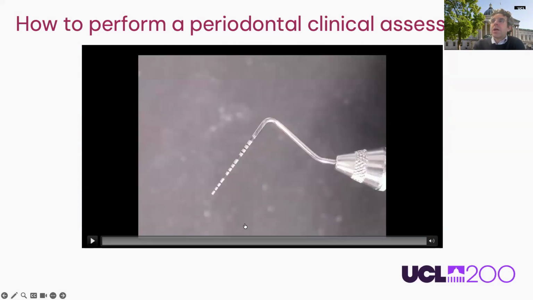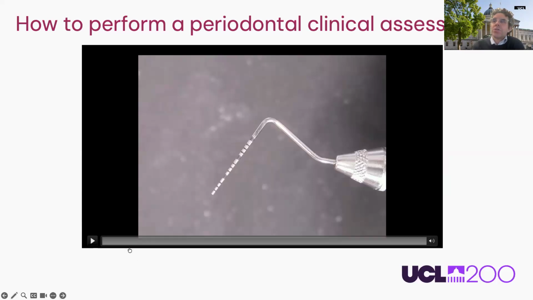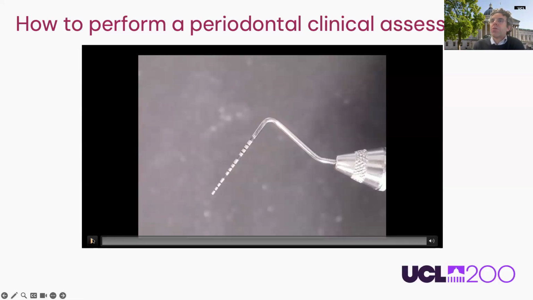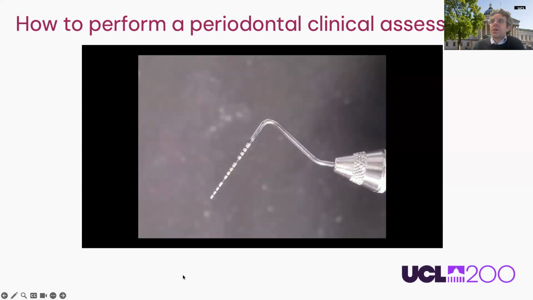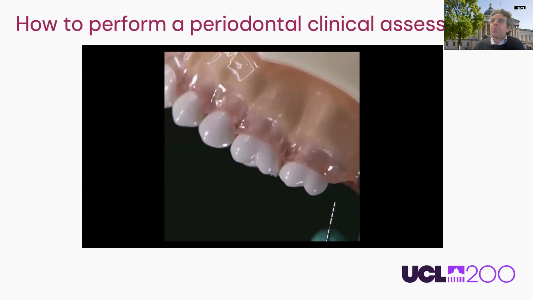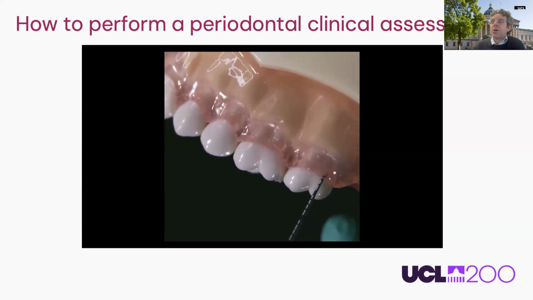Okay, so this is another example of the type of resources that you can find on our virtual learning page. This is a short video that shows you one of the key instruments that we use, the UNC 15 periodontal probe. You'll find a lot of these resources that help you to familiarize yourself with critical aspects of technique.